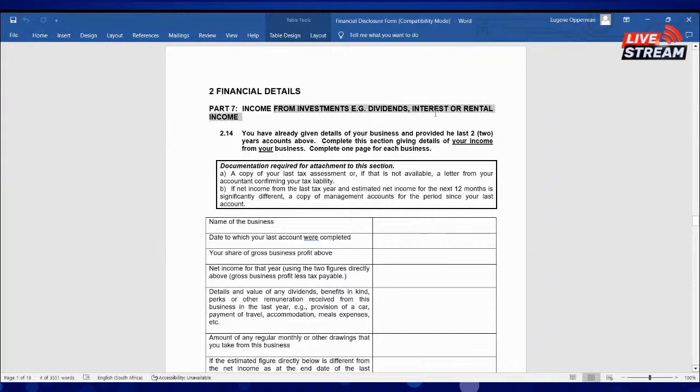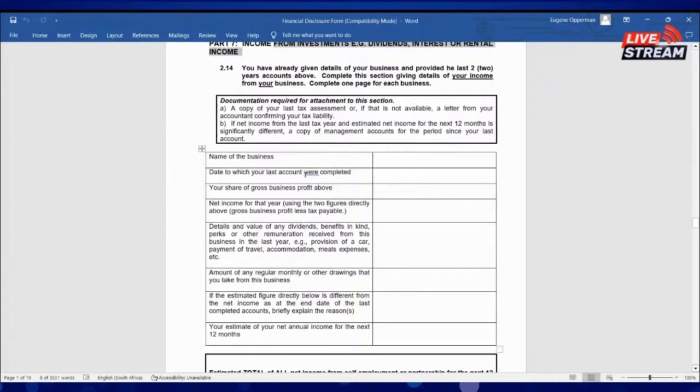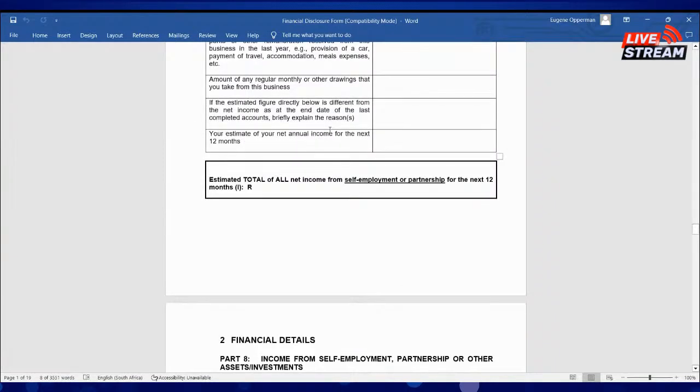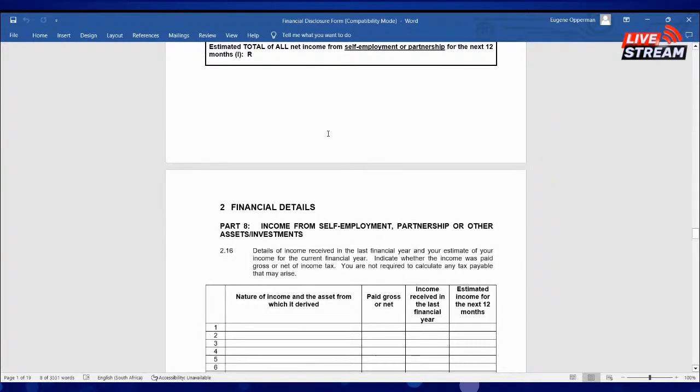Income from investments. Ask the respondent, do you have any investments? Do you have any dividends or interest, or even rental income? Or do you rent out the little hokkie at the back? Or you have an Airbnb, so you rent out two rooms in your house, or a separate granny flat? What is the total income that you get from that? Those are all questions that could be asked, and usually we forget about these.